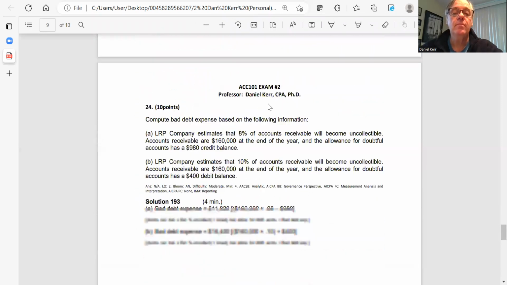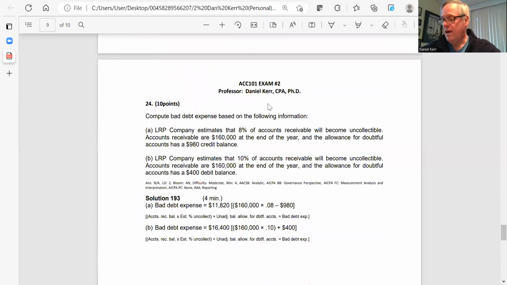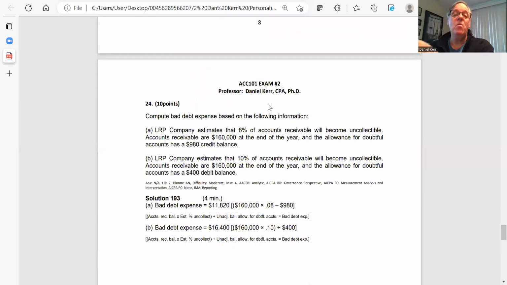Okay. And then the last one here, I thought was pretty simple. So you've got 2 scenarios and you've got to do the bad debts. I didn't ask for the whole entry. I just asked for the bad debts expense. So first one, estimate 8% of accounts receivable will be uncollectible. So you take accounts receivable 160,000 and you multiply by 8%. And I think that gives you 12,800.